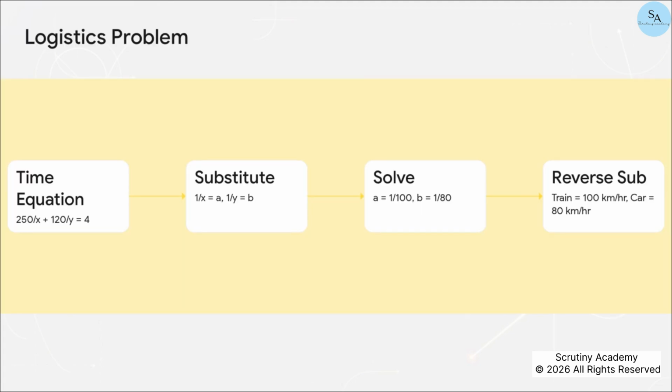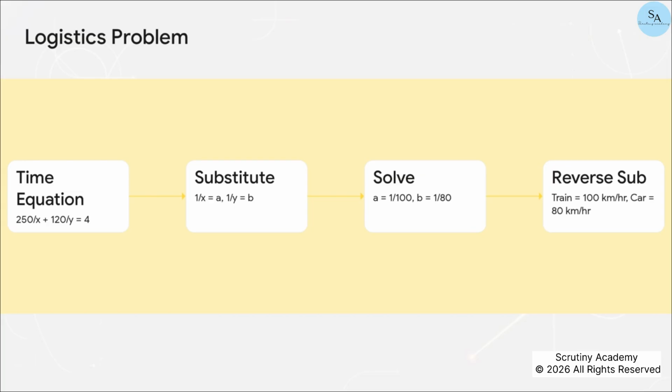Step 1. Let's write out the time equation. 250 over x plus 120 over y equals 4. Step 2. We use our trusty disguise. Substitute 1 over x for a and 1 over y for b. Step 3. Now we have 250a plus 120b equals 4. Yes, okay, the numbers are bigger and they might look intimidating, but I promise the logic doesn't change one bit. We solve this using the elimination method to find a equals 1 over 100 and b equals 1 over 80.